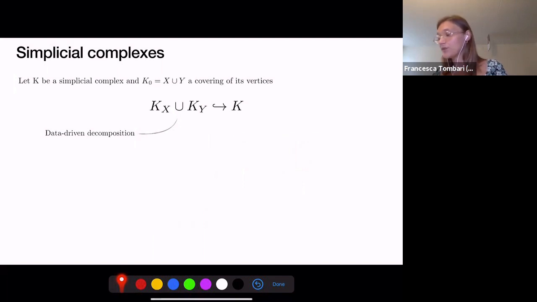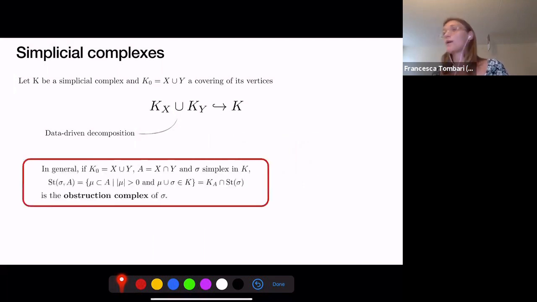And as I said before, this question is strongly dependent on what I called before obstruction complexes. I defined it before for the Vietoris-Rips complex of that particular space, but this is a general definition that you can have once you fix a decomposition of K based on the vertices, and you fix a simplex in K.